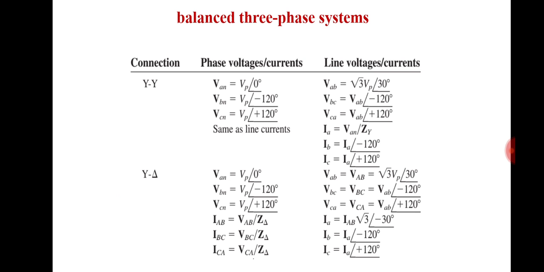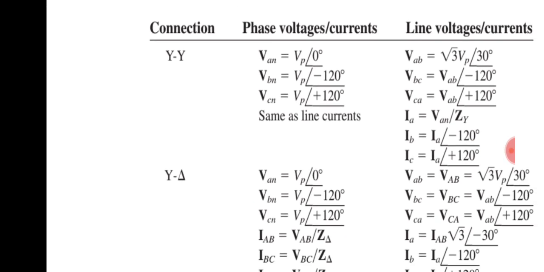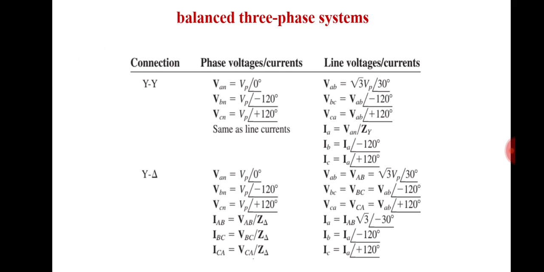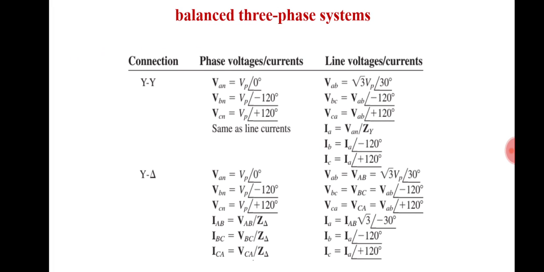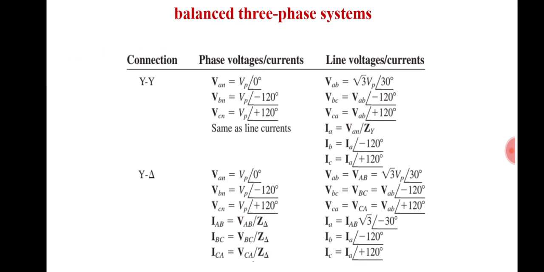Now comparison between all systems. First, in star connected, VAN is equal to VP with angle 0, VBN is equal to VP with angle minus 120 degree, and VCN is equal to VP with angle plus 120 degree, and line current same as phase current. Okay, now voltages, line voltages and line currents.